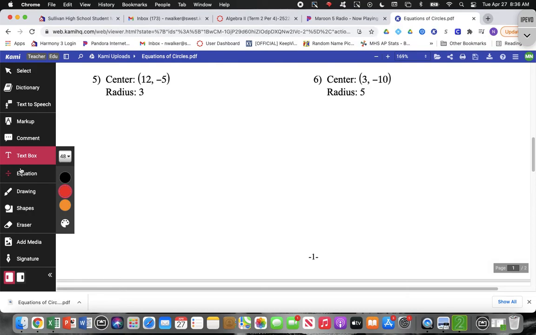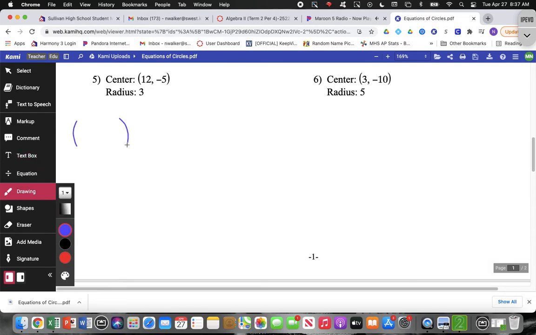Alright, what do you guys think about number 5? What goes in the first parentheses? x minus 12. Did you remember to square it? Alright, what goes in the second parentheses? y plus 5 squared, equals 9. What do you guys think? Agree or disagree with that?